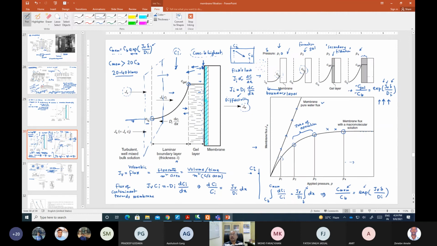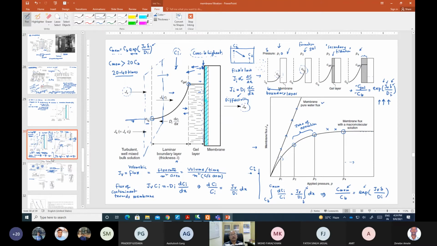So you can see that we have this formula here, that after this gel layer is formed, then obviously the pressure through the membrane doesn't have any role to play. You increase the pressure, still you cannot increase the membrane flux. Why? Because the flux through the membrane is now being governed by the gel layer concentration, and the only way you can control the flux is that you manipulate this value of delta, or the laminar boundary layer thickness.